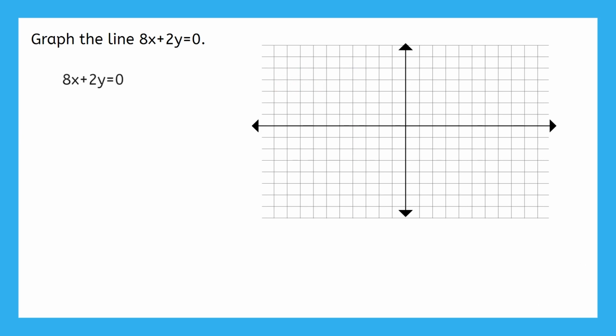We need to move the x term to the right side. Then, dividing by y's coefficient gives us slope-intercept form with a slope of negative 4 and a y-intercept of, well, 0. So now that this is in slope-intercept form, go ahead and graph it. Pause the video now.